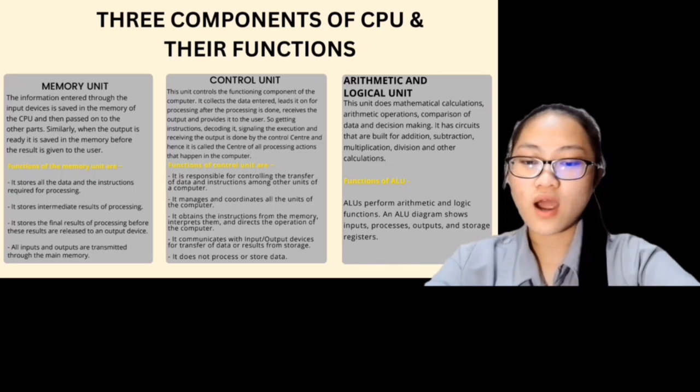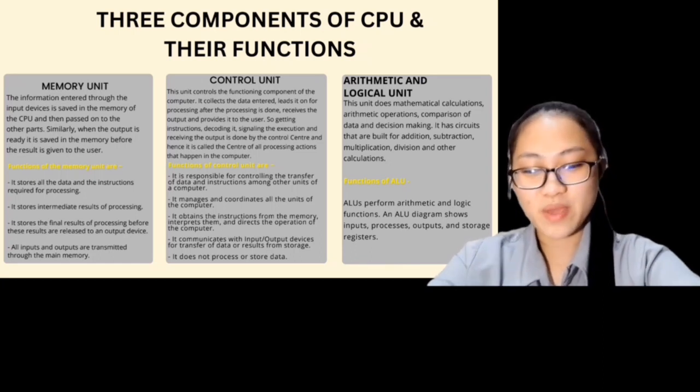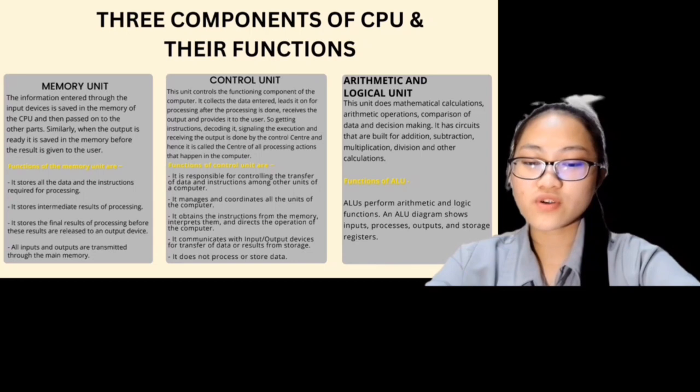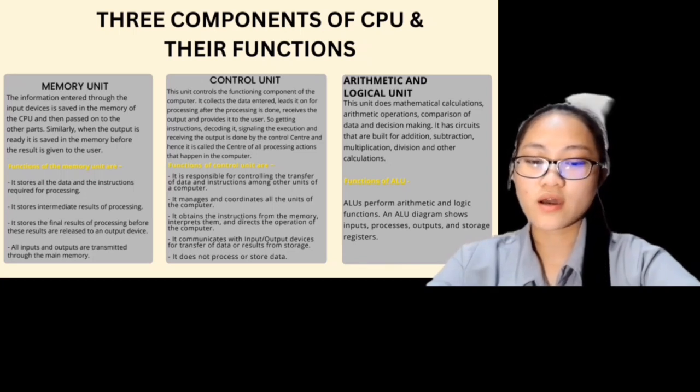Functions of the control unit are: it is responsible for controlling the transfer of data and instructions among other units of a computer. It manages and coordinates all the units of the computer and obtains the instructions from the memory, interprets them, and directs the operations of the computer. And it communicates with input or output devices for transfer of data or results from storage. And it does not process or store data.